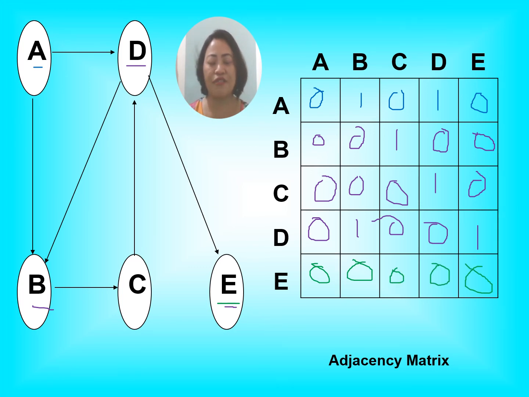Okay? So that's the difference between an undirected graph and a directed graph. For an undirected graph, all the lines are considered as adjacent vertices to that vertex, or adjacent edges. While for the directed graph, you should look for the out degree. Okay?